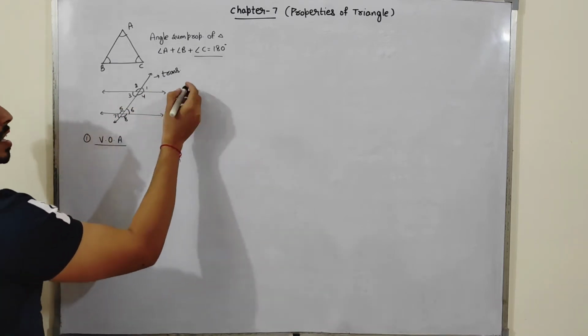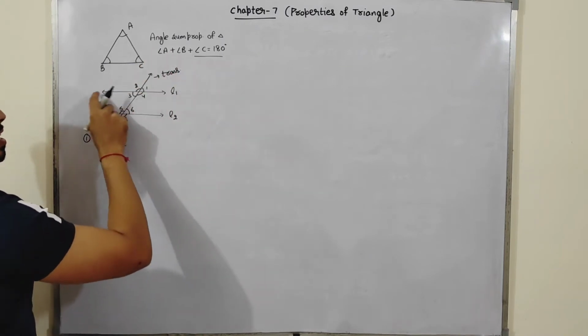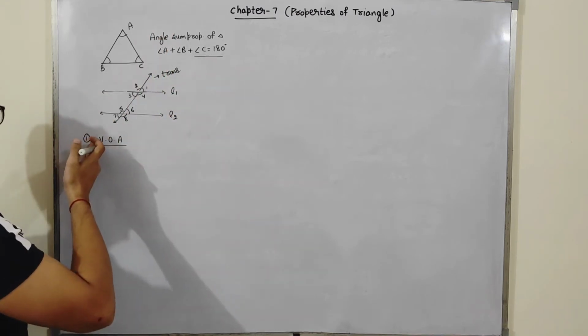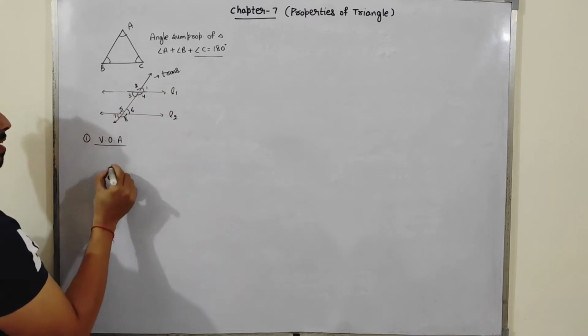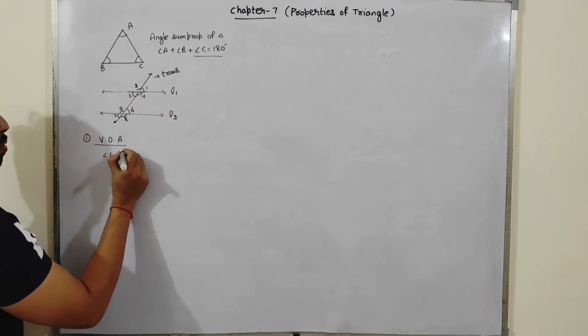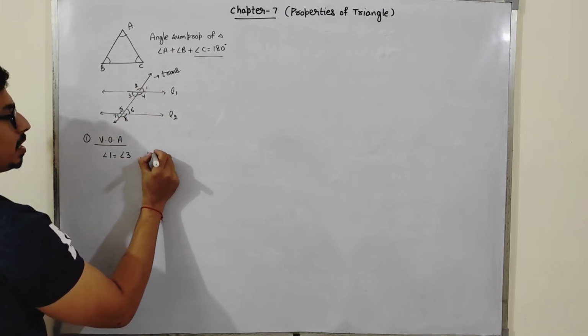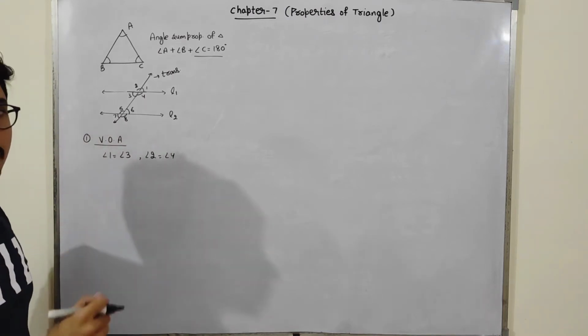See, this first line and this second line are intersecting each other. This line 1 and the transversal are intersecting each other. So these opposite angles are equal by vertically opposite angles. So angle 1 is equal to angle 3 and angle 2 is equal to angle 4. This is due to vertically opposite angles.